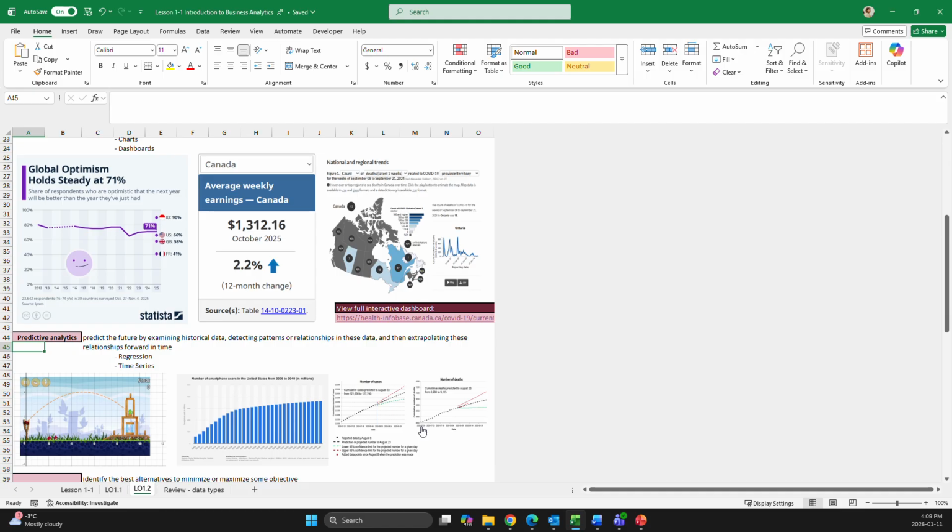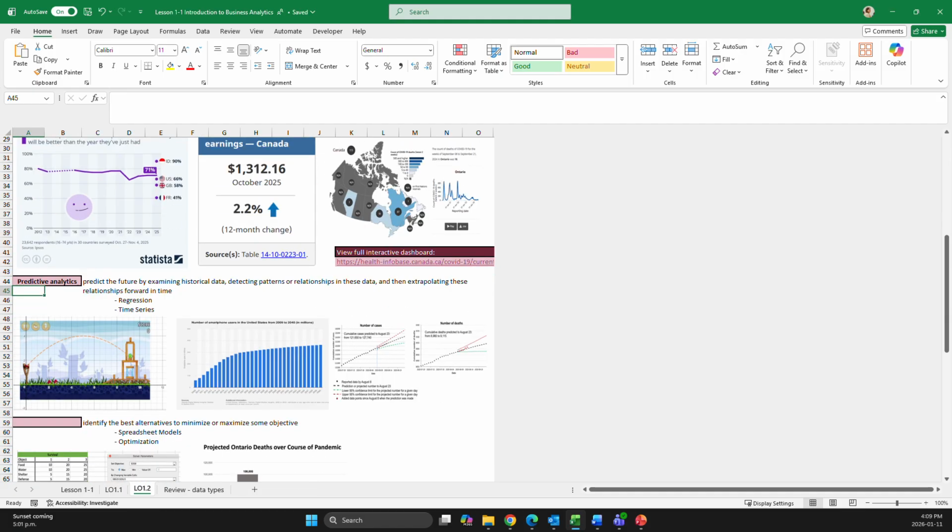So if we expand that definition, it's to predict the future by examining historical data, looking for patterns, and then trying to extrapolate these forward in time. The methods that we'll learn to do this are regression and time series analysis. So, predictive analytics involves a lot of trying to model what has already happened using a pattern or any kind of curve or line or something you can fit to the data.